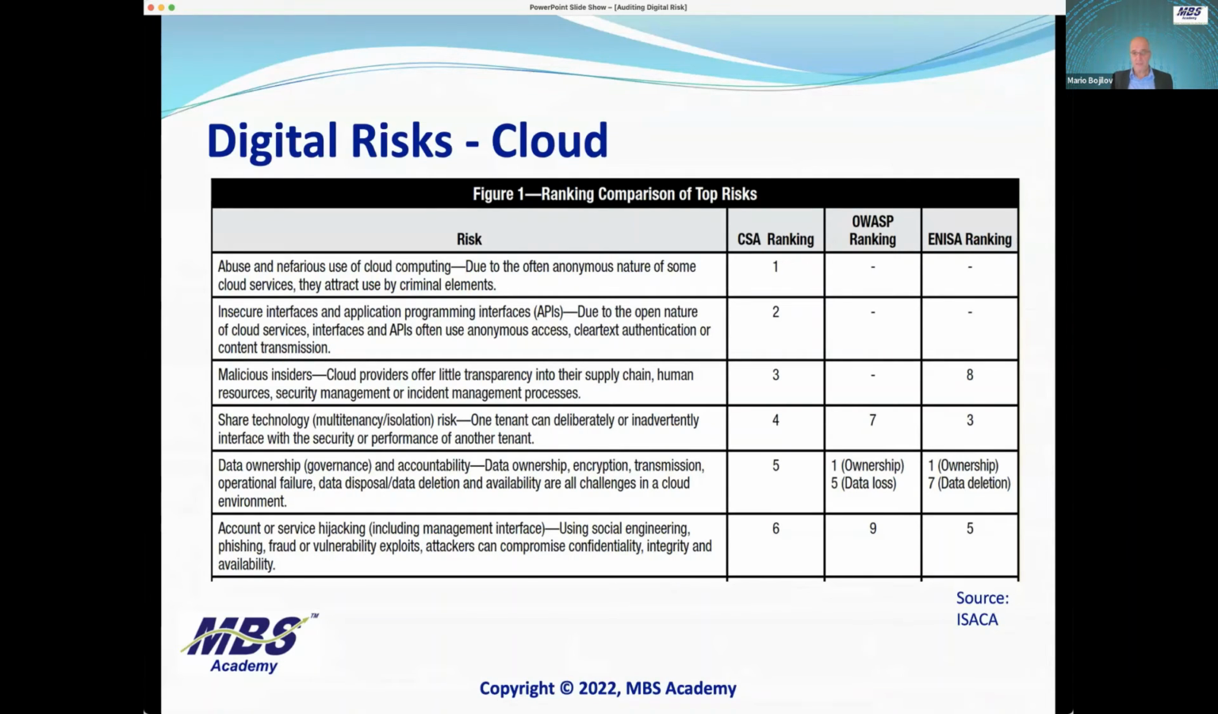Malicious insiders, number three. You don't know what the supply chain of your cloud provider is in most cases. What is their HR policy? What are their HR processes? What are their security management or incident management processes? All of these things are not very transparent. For some providers, they are more than others, so they are something to actually consider.